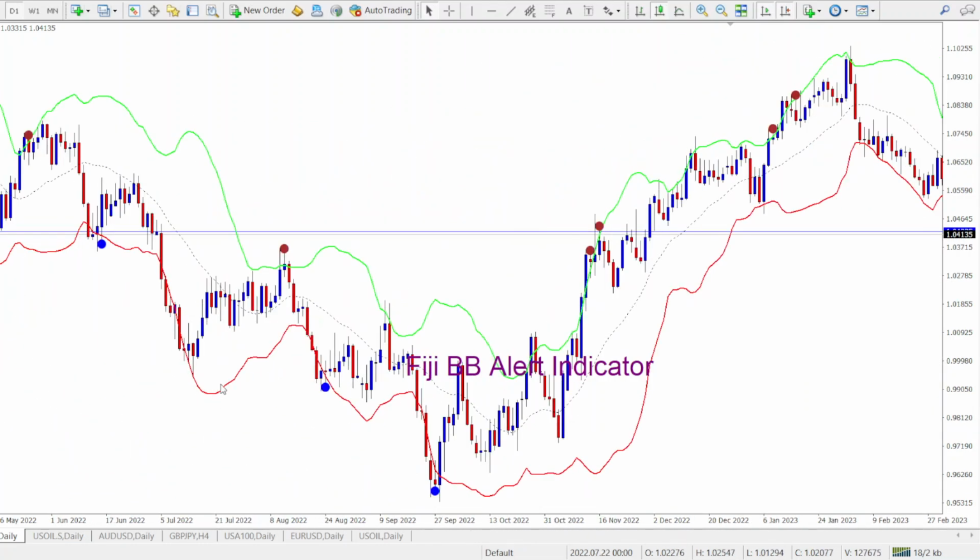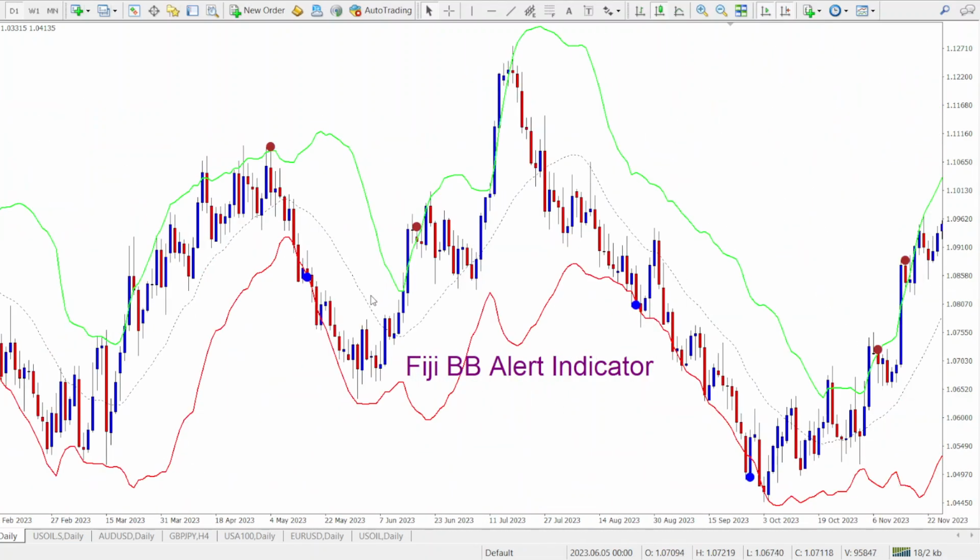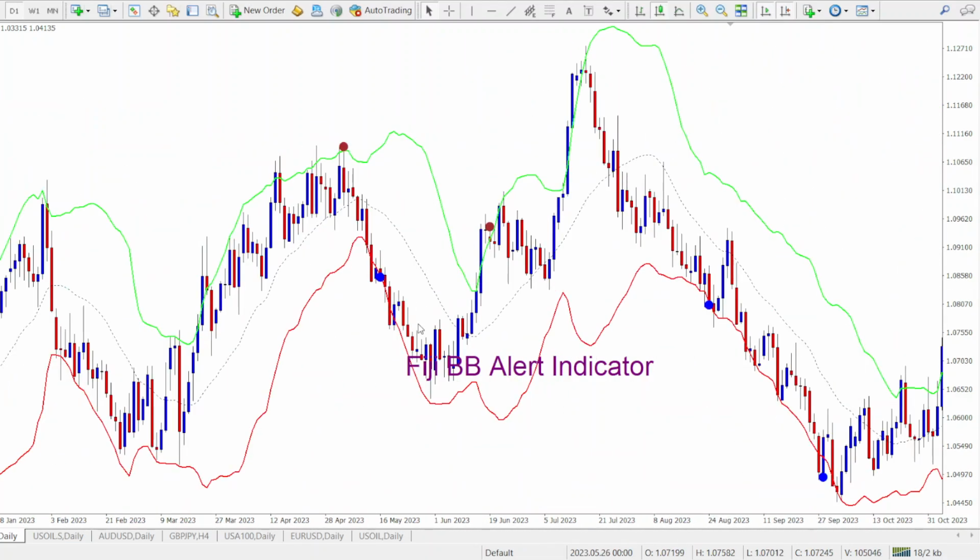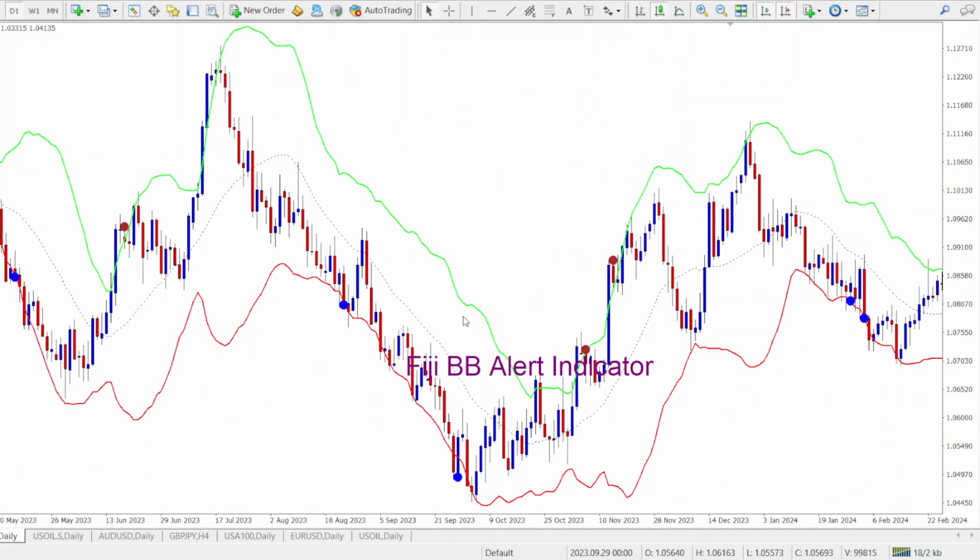Let us look for another example. Here again, it happened. So when you are in a sell trade, for example, do not exit your sell immediately when the price touches the lower band. Wait for the band to curve up. After the band curves up, then you exit your sell. So in the case of a buy, the reverse is the case.